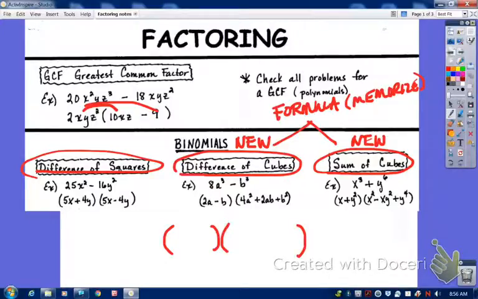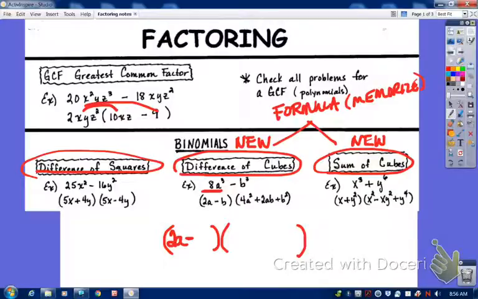It is a formula. You take the cube root of the first term, so 8a to the third. You ask yourself, what times itself 3 times is 8a to the third? 2a. That's how you get the first term in your binomial. The sign between your two terms is minus, so you bring the sign down. You bring down a minus.